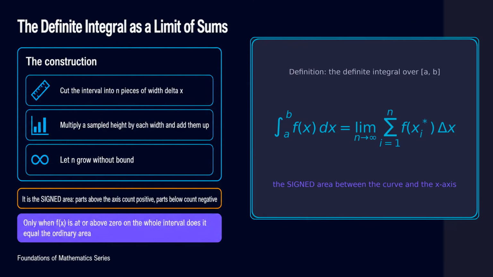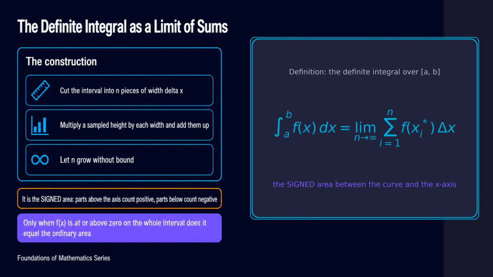Here is the definition. The definite integral of f over the interval from a to b is the limit, as n goes to infinity, of the sum from i equals 1 to n of f evaluated at a sample point xi star, times delta x. Read the construction.